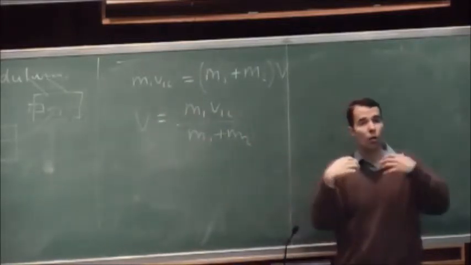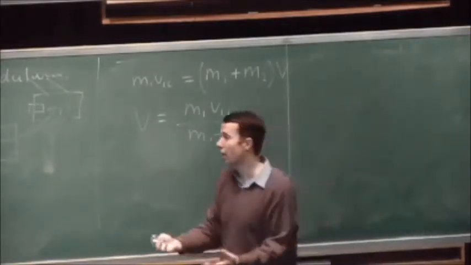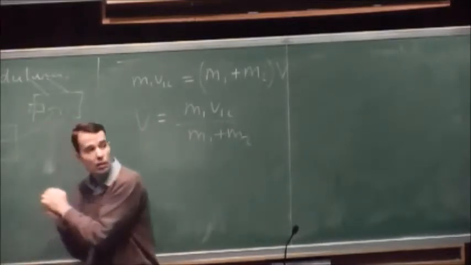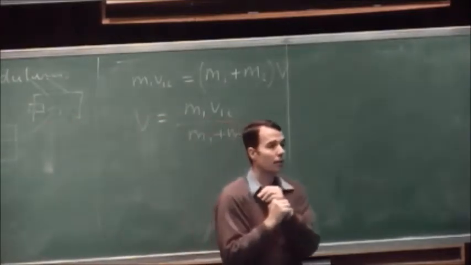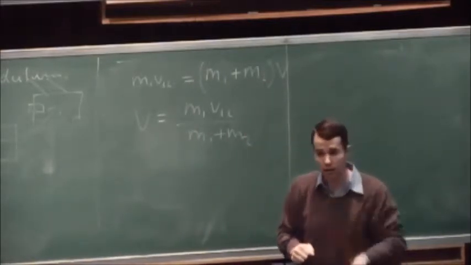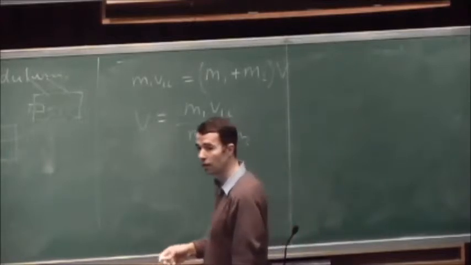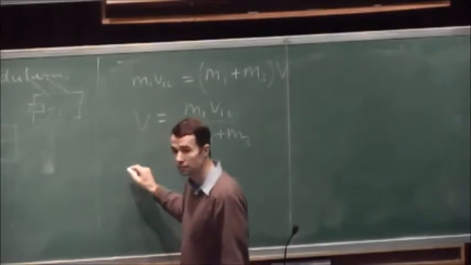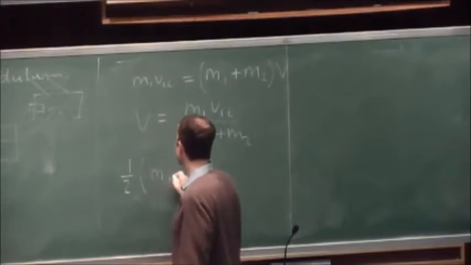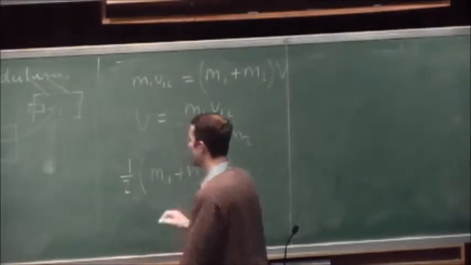Now, what is the kinetic energy of this two-mass system? How do I find that? Okay, so I have 1/2 (M1 plus M2) V squared.